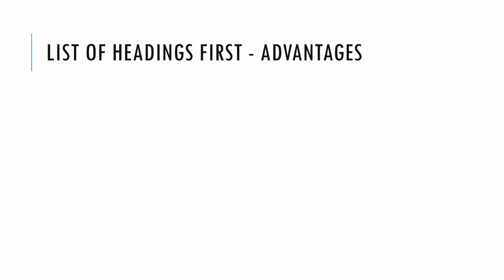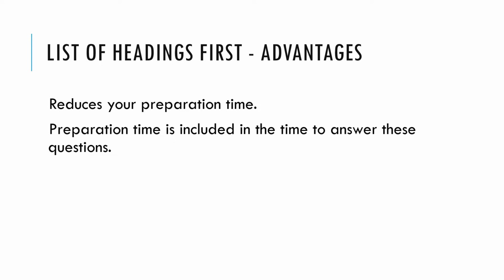Some of the advantages of doing list of headings questions first are, it reduces your preparation time. This is because your preparation time is included in the time you're going to be answering your questions. Usually your preparation time is separate. You spend between 5 to 7 minutes preparing your text, which includes looking at any headings, subheadings, skimming and scanning, looking at the question, and then finding your answer in 1 minute. However, our preparation time is included in the time to answer here, which means in this case we might have 2 minutes per question rather than 1 minute per question.